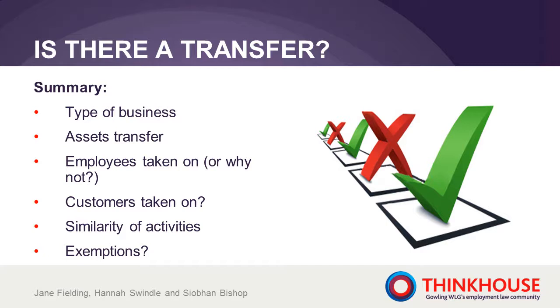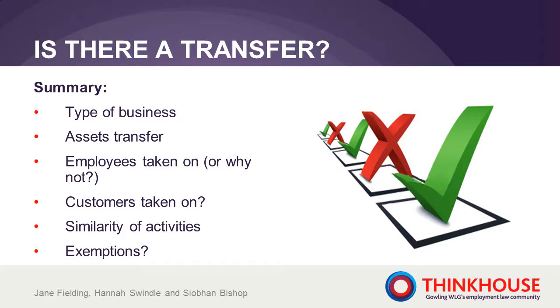And then again we come back to the difference in activities that First Construction and Second Construction were doing. The fact that Second Construction have only picked up part of the activities isn't necessarily going to defeat TUPE, because it could be a transfer of part of an undertaking.